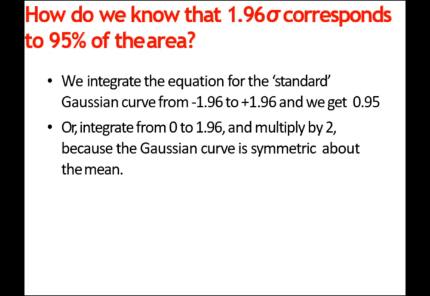Or if you integrate, as one of you mentioned, the one-tailed versus two-tailed condition, if you integrate from 0 to 1.96, you're essentially integrating on one tail of the normal distribution. Since the normal distribution is symmetric, you can just multiply it by 2 and get the 0.95.